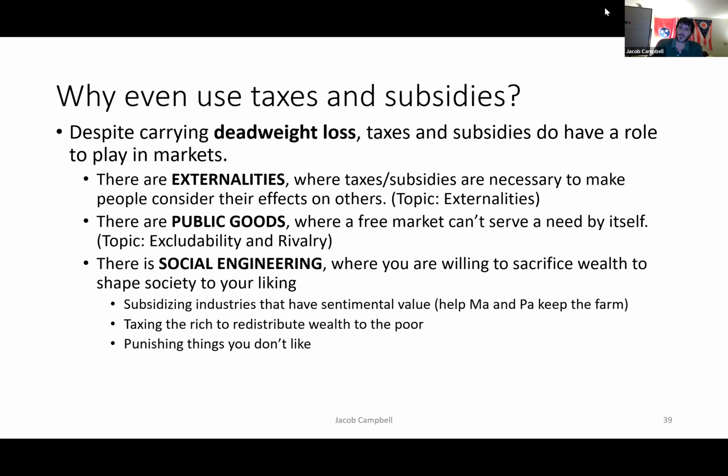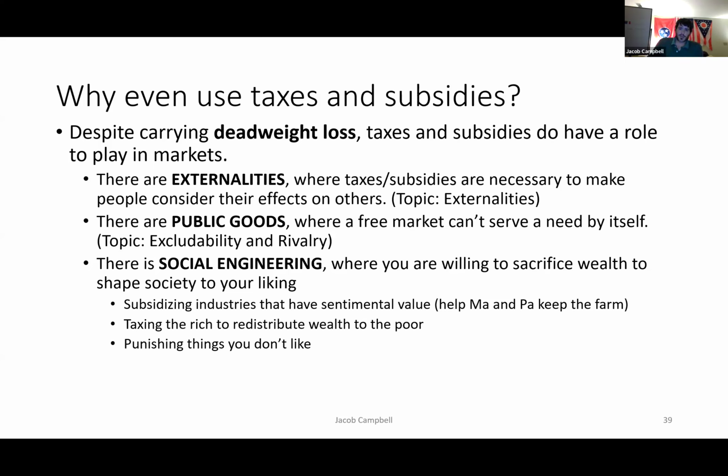So, why do we even use taxes and subsidies? Well, despite carrying deadweight loss, taxes and subsidies do have a role to play in markets. I don't want you to walk away from this with the assumption that this is just a course in how everything from the government is bad.